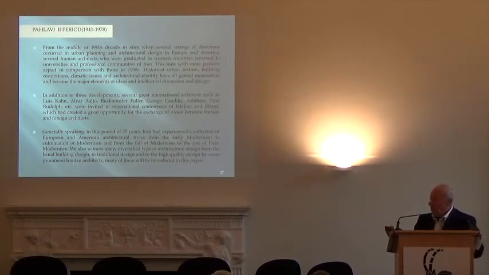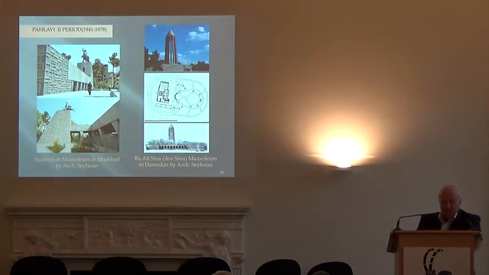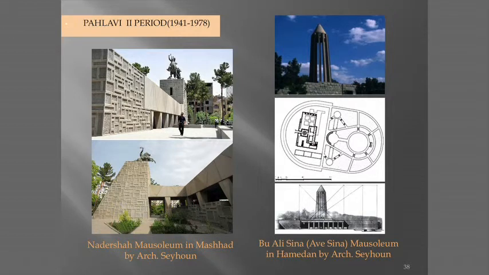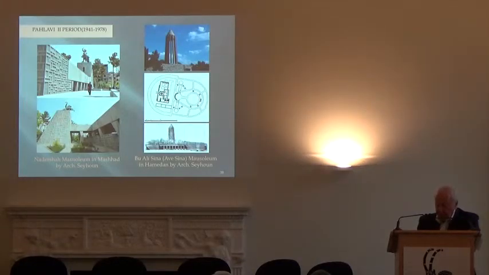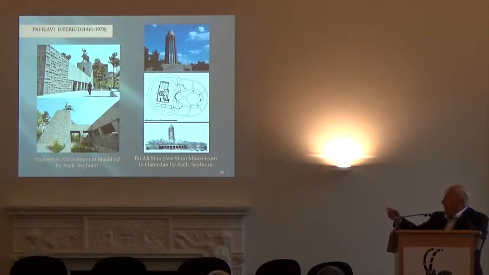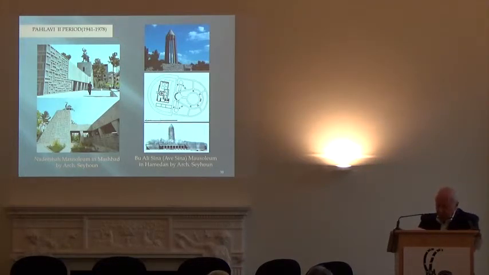Well, I am going to show you more. I'm afraid it's too much, and I must go a little bit fast. These are the two elements which were shown before by Seyhoun. One is in Mashhad and one is in Hamadan. They are the monumental type of architecture, with the use of concrete, and the one in Mashhad is a very impressive one. The sculpture is by a famous sculptor from the School of Fine Arts, and is very famous for the few sculptures that he still has in Iran.